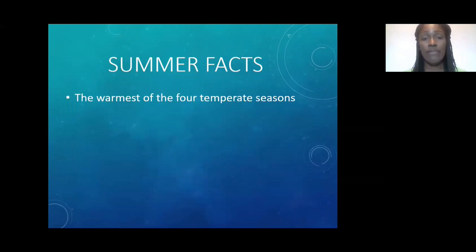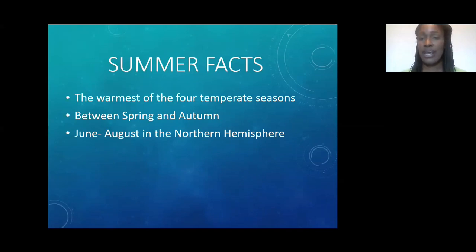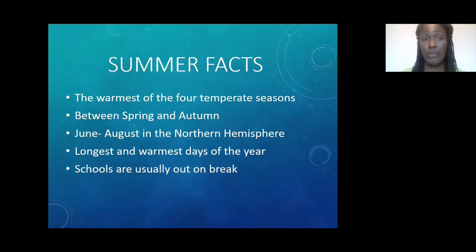So let's look at some of the summer facts. The warmest of the 4 seasons, between spring and autumn. June to August. That's June, July, and August are the summer months. Now, can anyone tell me what happens in August? And it affects you as students. If you said schools are closed, you are correct. It is the longest and warmest days of the year. Like I said, school is usually closed on break.